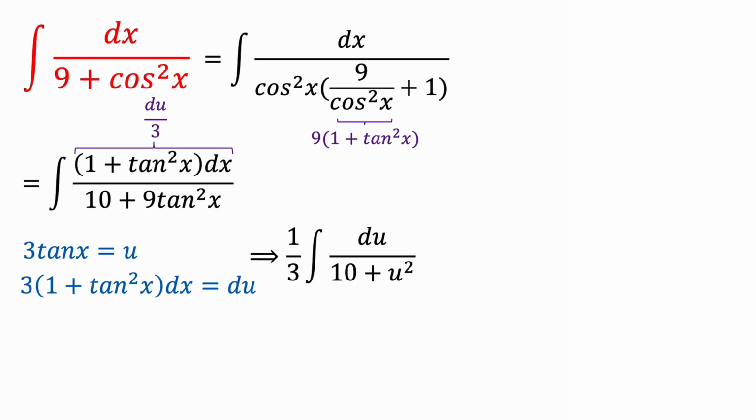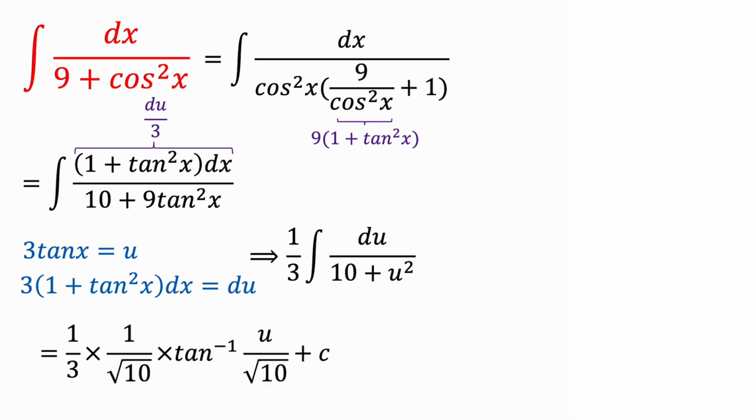Now, according to our rule, we have 1/3 times what coefficient derived from the 10? Exactly. We treat 10 as a square root of 10, quantity squared. Now, let's recall the rule. Well done. So we get 1 over the square root of 10 times the arctangent of u over the square root of 10. That was a very challenging problem.